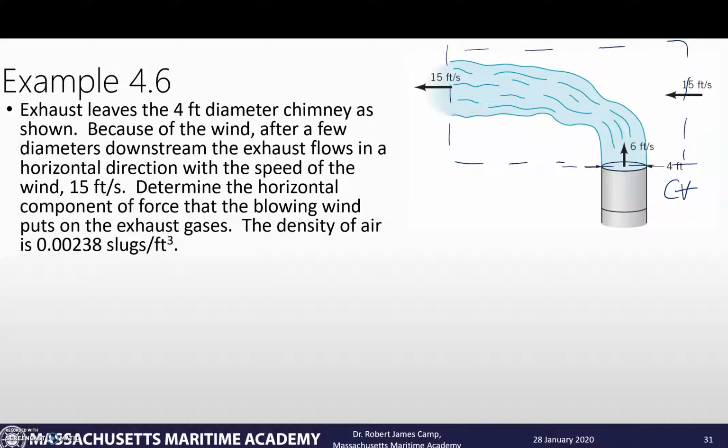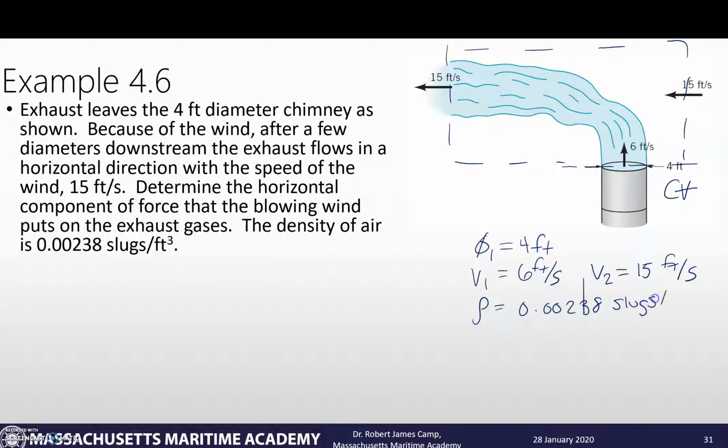And so what do we know about the problem? From my figure, I know that the diameter at point 1 is 4 feet. I know that my velocity at 1 is 6 feet per second. My velocity of the smoke at 2 is going to be 15 feet per second. And then I know the density of my air is 0.0238 slugs per cubic foot.